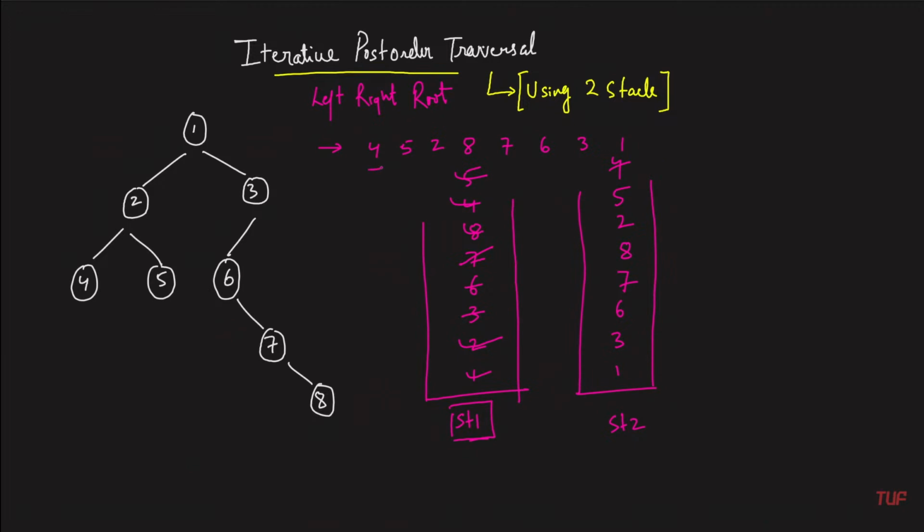So first 4 will be up, so you'll get 4. Then 5 will be up, so you'll get 5. Then 2, then 8, then 7, then 6, then 3, and then 1. So ultimately, you will get the entire post order traversal using a couple of stacks.